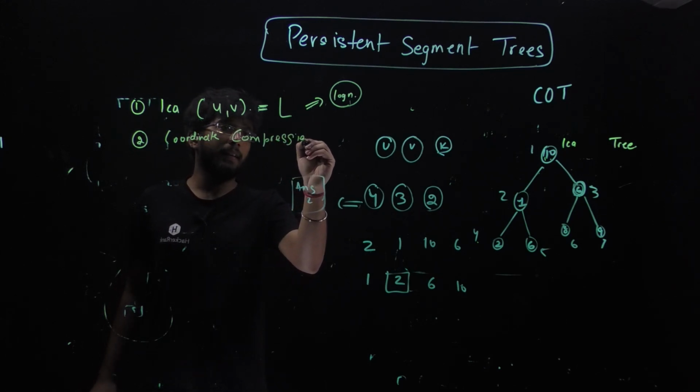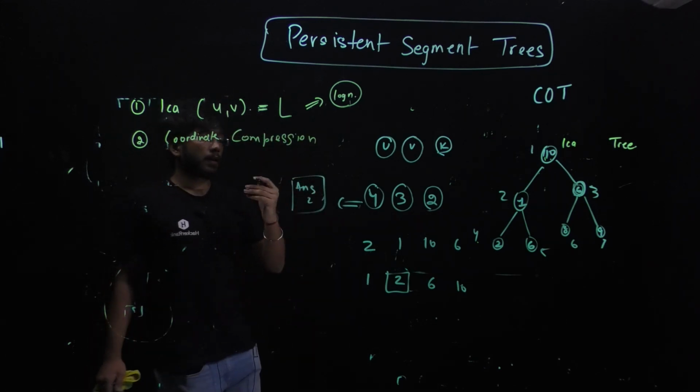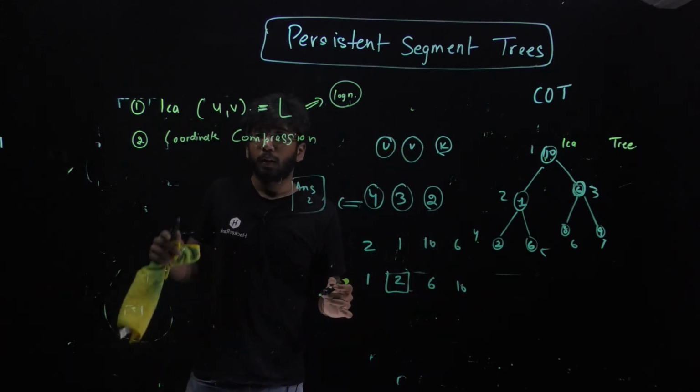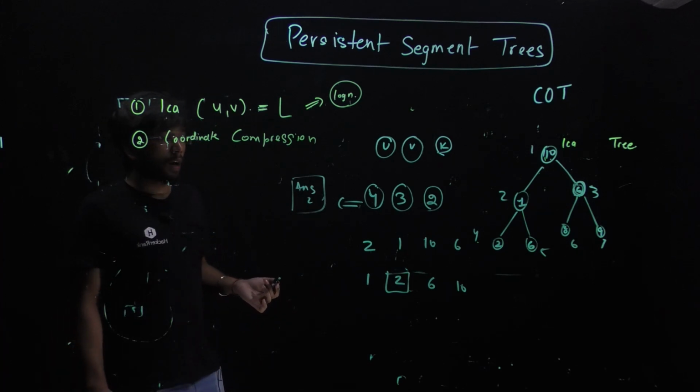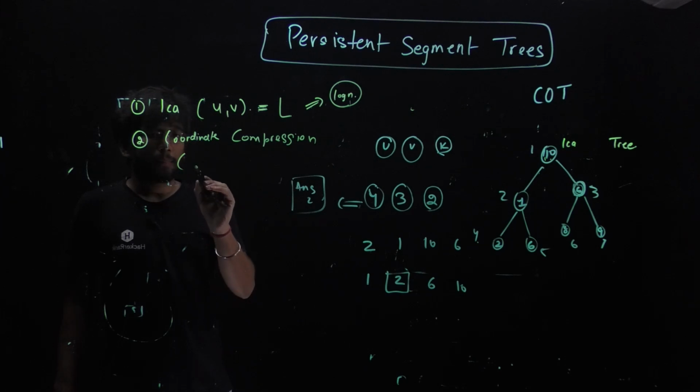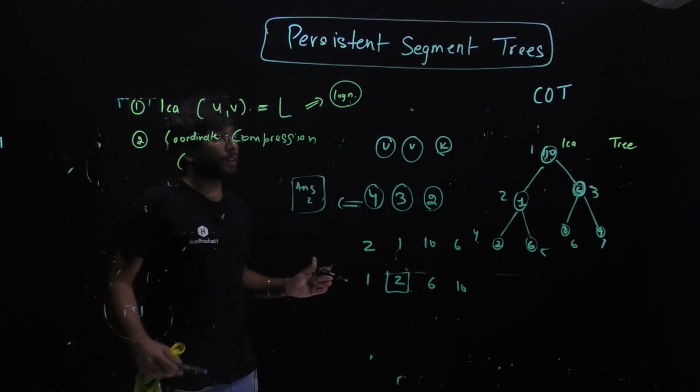Even if you are not getting things right now, you can just go through the video and you'll get it eventually. So the coordinate compression, as you may or may not know, is something like reducing the values to a specific range.